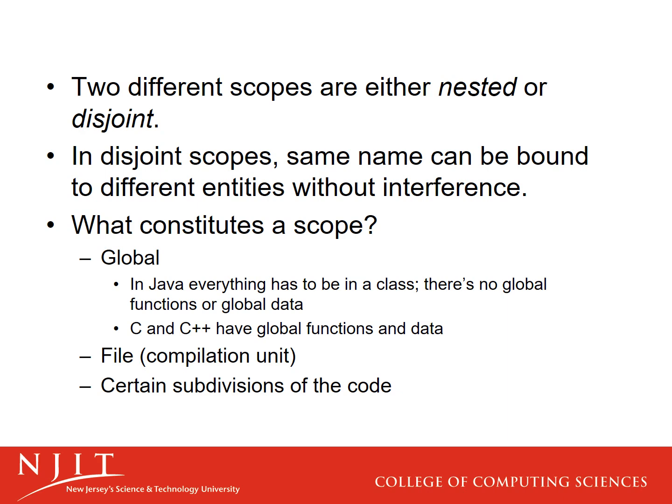And there's a lot of different things that can be scopes, right? There's a global scope, and everything in the global scope is visible to everything else. And then there's file scope. A file is a compilation unit, a source file. And then there's other scopes which are certain subdivisions of the code. So if I've got two files, each file is its own scope. So those two scopes are completely disjoint. It's either one file or the other.